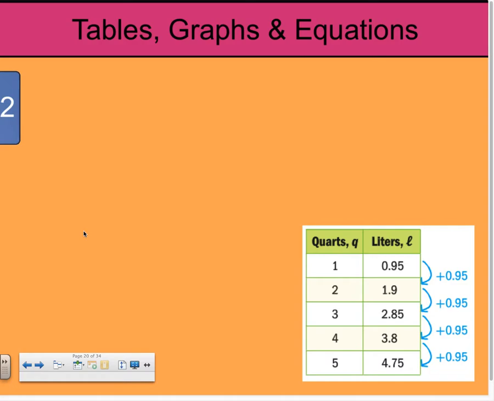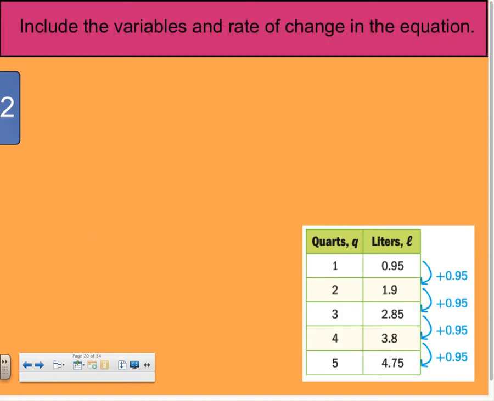So we want to be able to look at all the different forms of a linear relationship and be able to interpret it. We want to be able to change from one form to another. All right, so our goal today is to take tables and change them into equations. And we're going to do this by including the variables and the rate of change in the equation. So this is a pretty big clue.